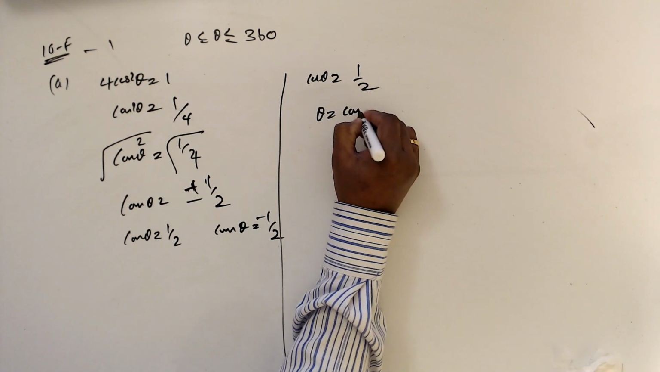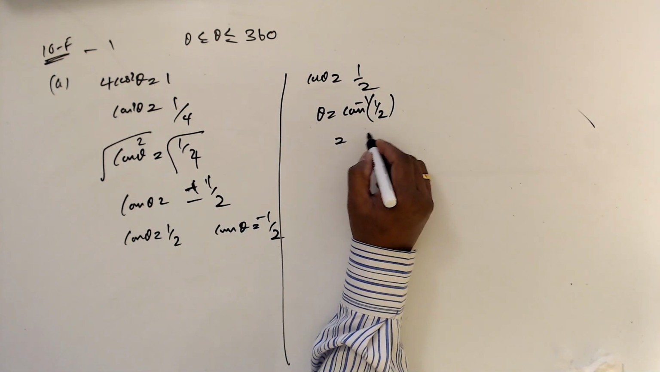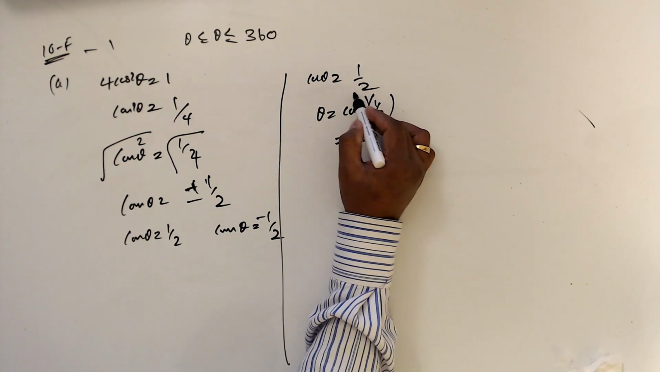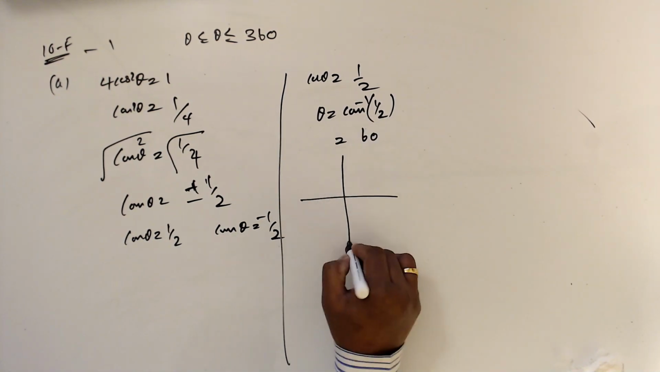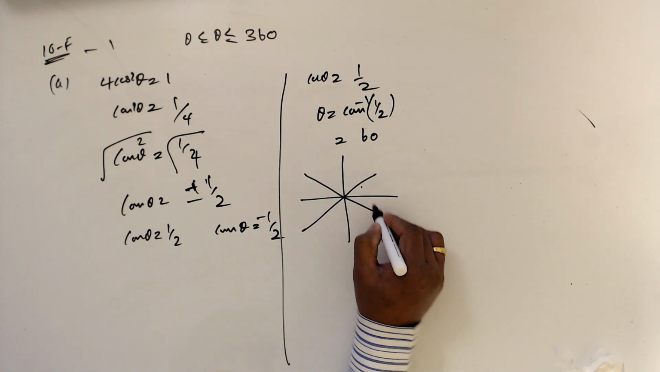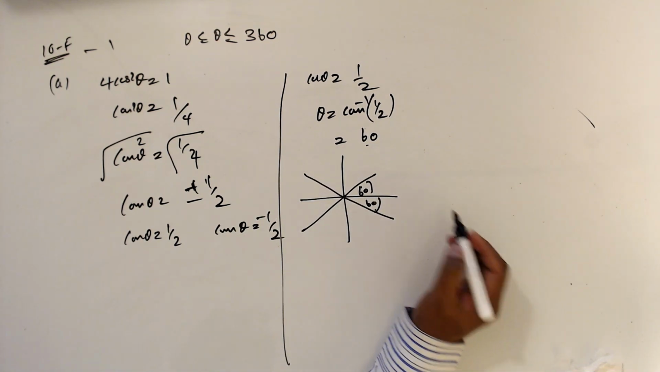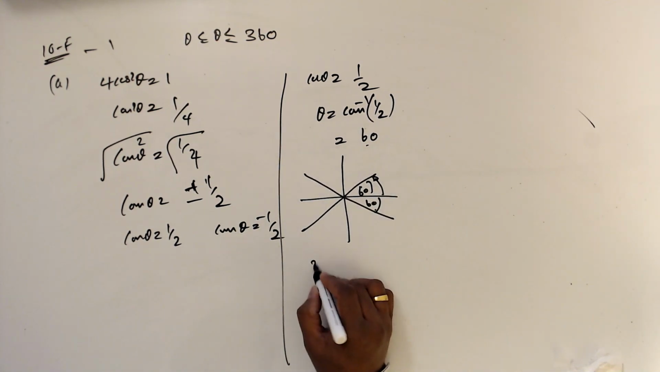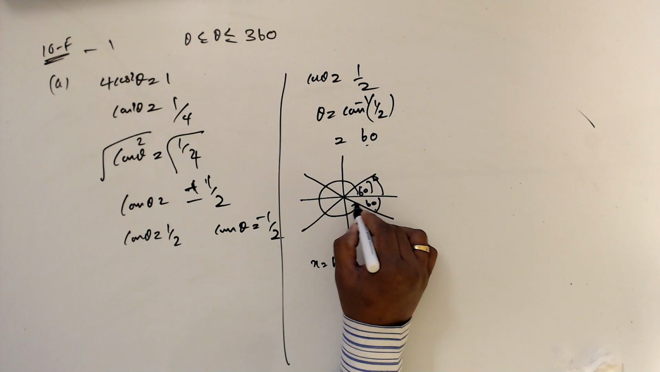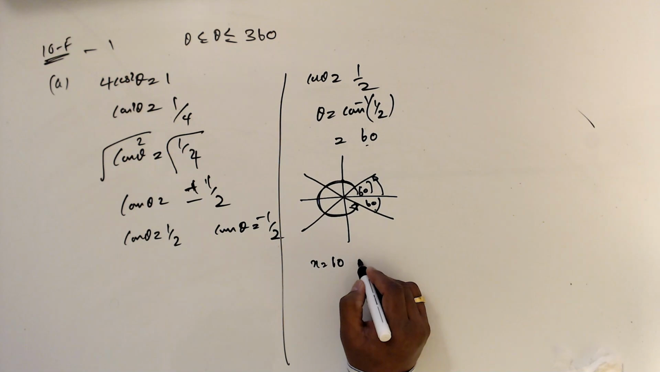Theta equals cos inverse half, which is going to be 60. Cos is positive in the first and fourth quadrants, and this is acute, so this is 60. So one answer is 60, and the other answer is this angle, so 360 minus 60, 300.